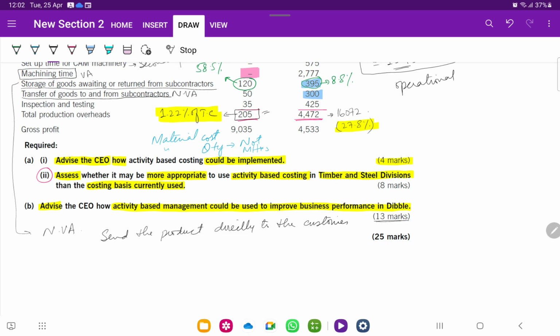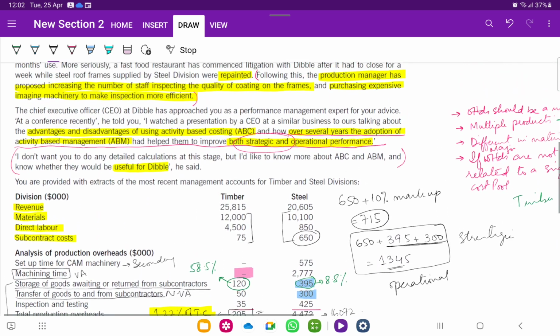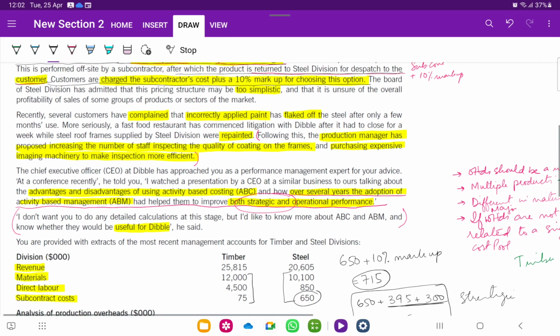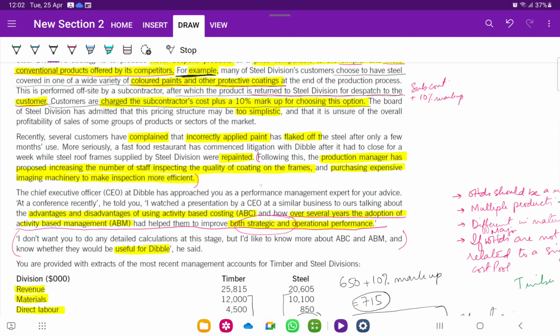Right. But because I was doing this in a class as well, there was a debate going on this topic. If we send this product directly to the customer, then there is an issue. What is the issue? See, the problem is we are actually doing some inspection after we are getting the product from the subcontractor, right? Following this, the production manager has proposed increasing the number of staffing, right?